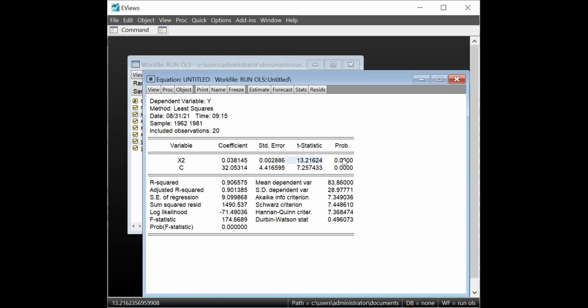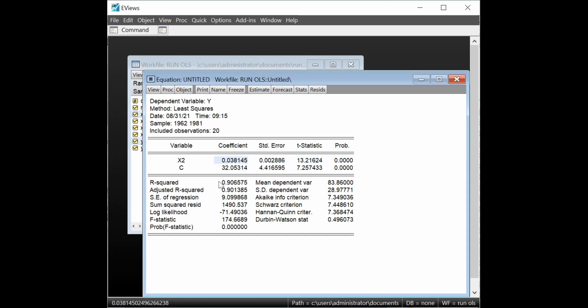This p-value, the probability that we reject the null, is 0.00. This means beta 2 is statistically significant. Because in theory, if income increases, then expenditure on defense also increases. This means this coefficient should be positive, and the estimated results are also positive here. This means this coefficient is also theoretically significant.